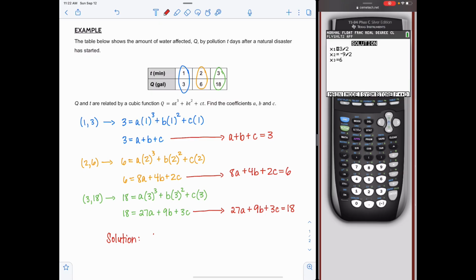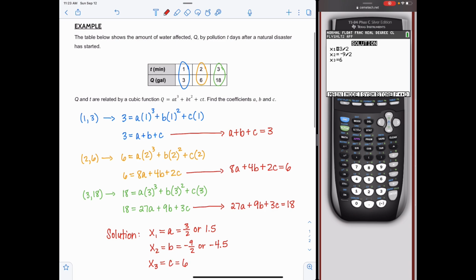So when I press solve, I see that my solution is x1, which is in the place of A. That is going to be 3 over 2, or we can say that is 1.5 in decimal form. It tells us that x2, which is the same thing as B, is equal to negative 9 over 2, or negative 4.5. And then x3 is the same thing as C, which is equal to 6. So those are our solutions.